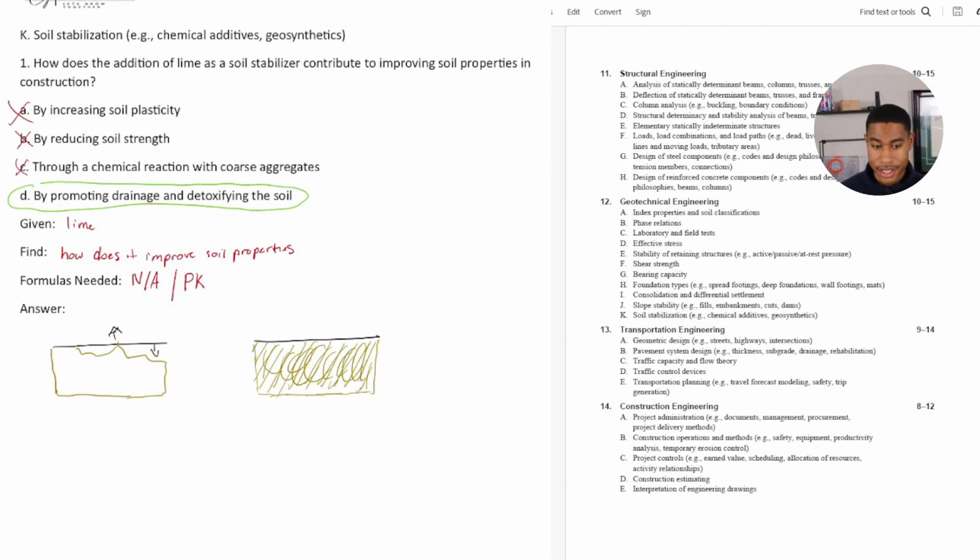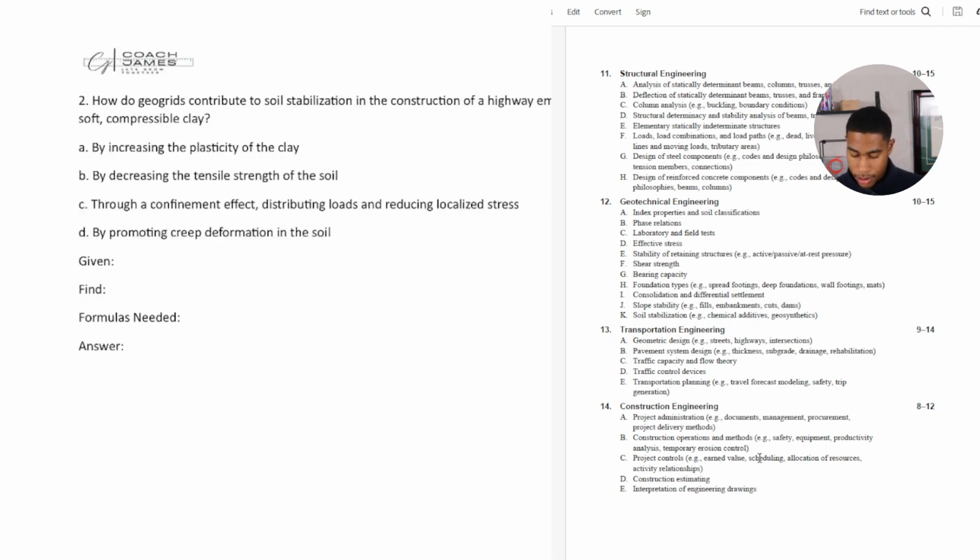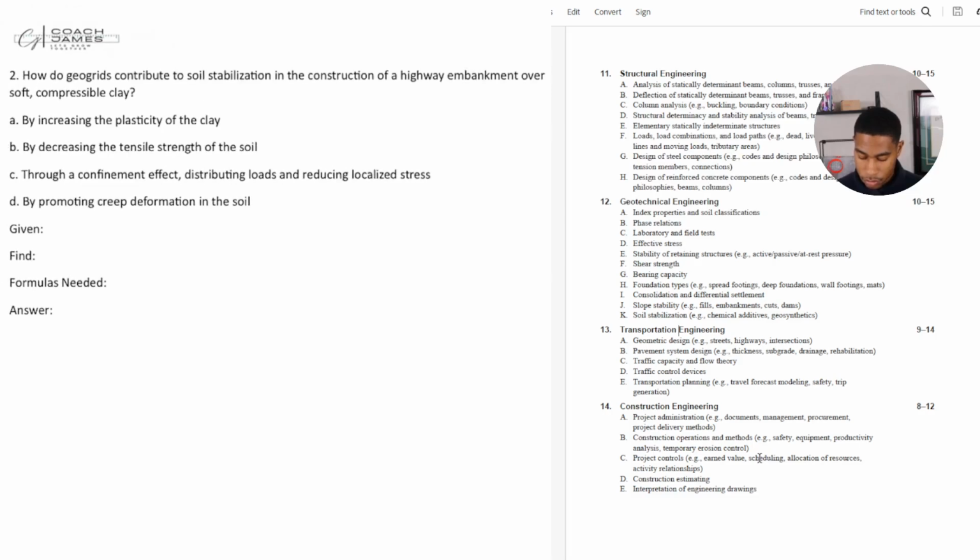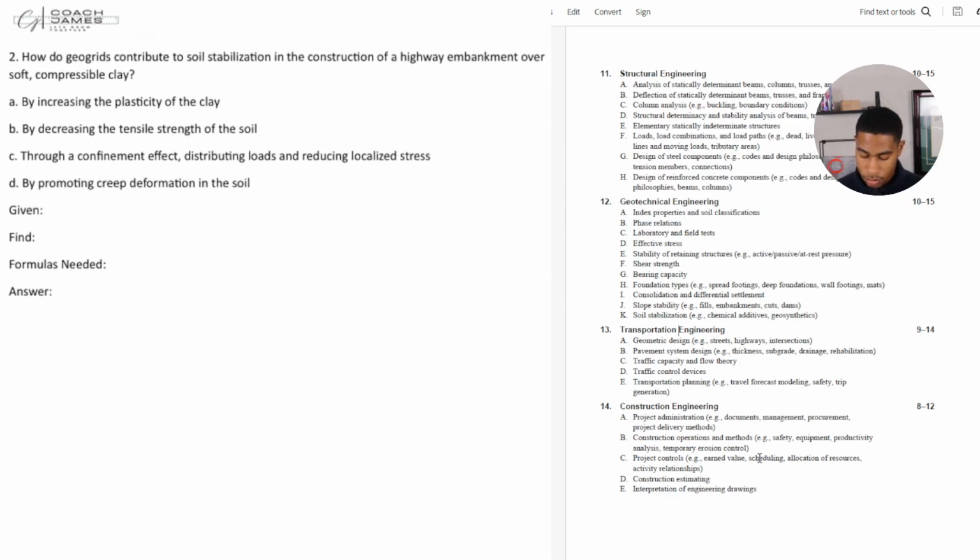Very cool to know that it can also help with soils as well. So, all right, let's look at number 2. How do geogrids contribute to soil stabilization in the construction of highway embankment over soft compressible clay? Okay, so what's our given information?